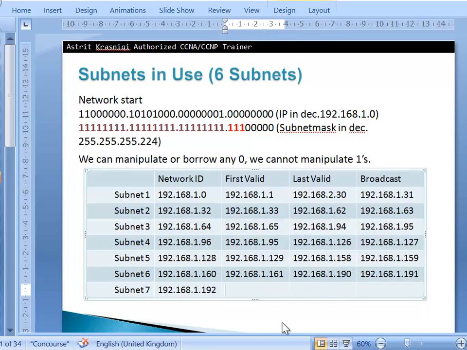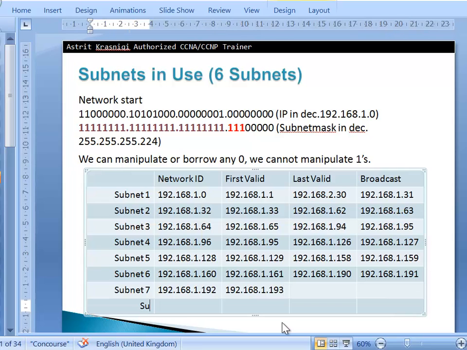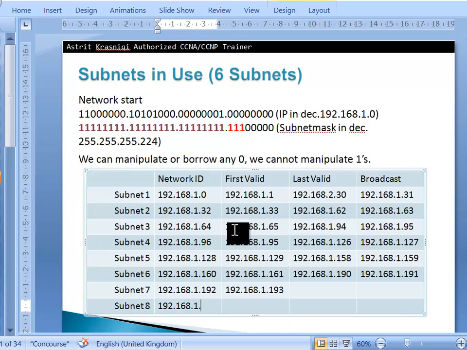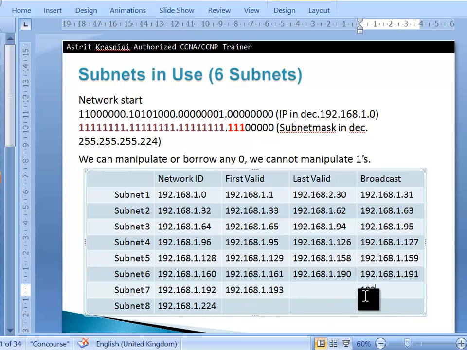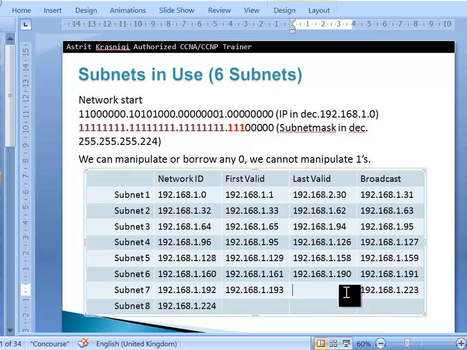Subnet 7 first valid address is the network ID plus 1, so 192.168.1.193. To find the last valid and the broadcast is easier again if you find the next network ID, which is subnet 8. Subnet 8 network ID is 192.168.1.what? 192 plus 32, so 224, right? Now, the broadcast address is subnet 8 minus 1, 192.168.1.223, and the last valid is 192.168.1.222.